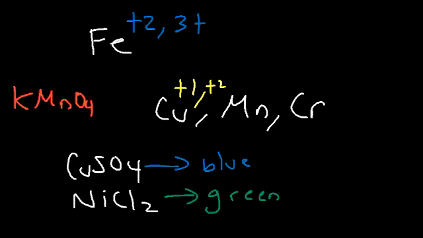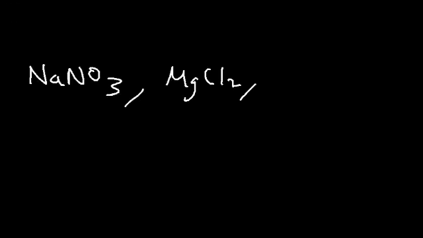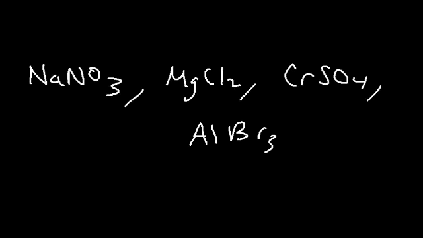So you might get a question that asks, out of the following 4 compounds, let's say sodium nitrate, magnesium chloride, chromium sulfate, and aluminum bromide, which is a colored solution? Well, what you would do is look for the one that contains a transition metal. And since chromium is a transition metal, we expect that chromium sulfate would form a colored solution.